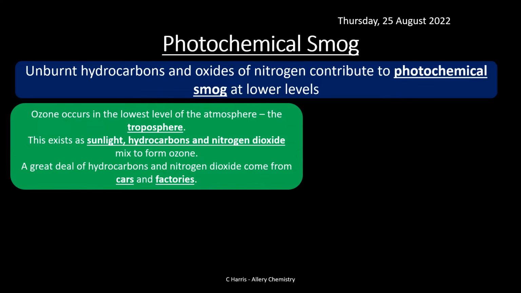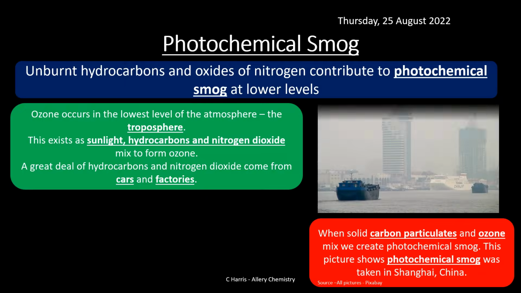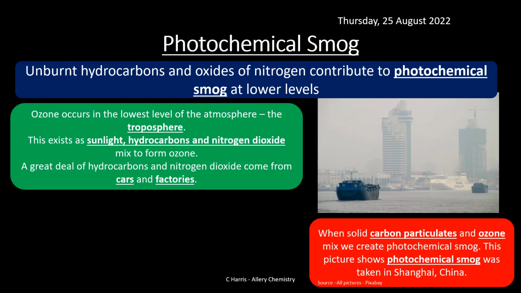Now, ozone creates a bit of a problem here. So ozone occurs at the lowest level of the atmosphere, which we call the troposphere, and your photochemical smog exists when you've got sunlight, hydrocarbons and nitrogen dioxide. They mix to form that ozone, and a lot of the hydrocarbons and nitrogen dioxide actually come from cars and factories, obviously from burning them. Now the real problem is that when you get solid particles and ozone mixing, so these are unburnt hydrocarbons, then we create this photochemical smog.